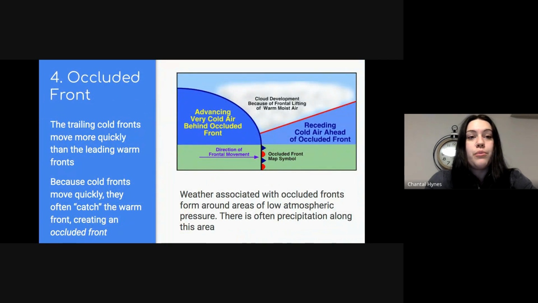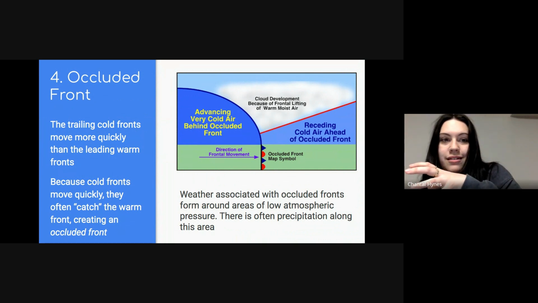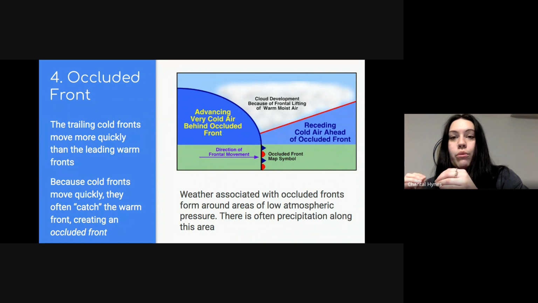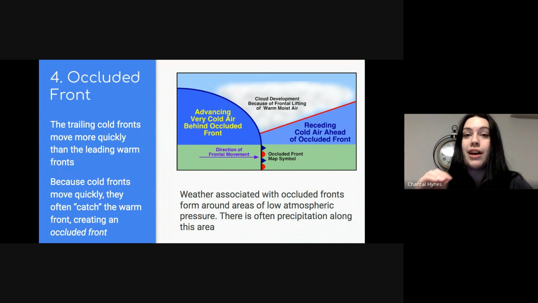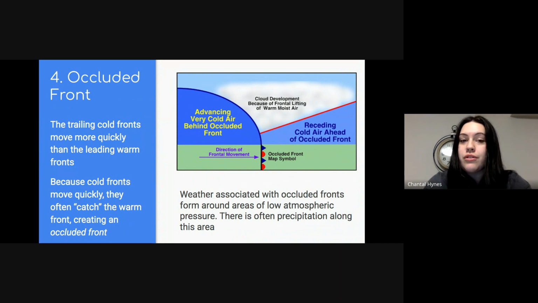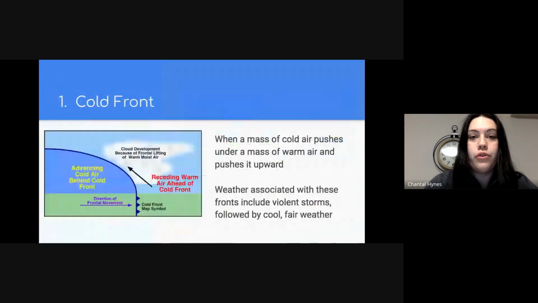So the last front that we're going to look at here is called our occluded front. This is when you have a trailing cold front that moves more quickly than the leading warm front. And because it moves more quickly, the cold front will likely catch up to that warm front, forming that occluded boundary. So the weather associated with occluded fronts forms around areas of low atmospheric pressure, so this usually involves some precipitation.